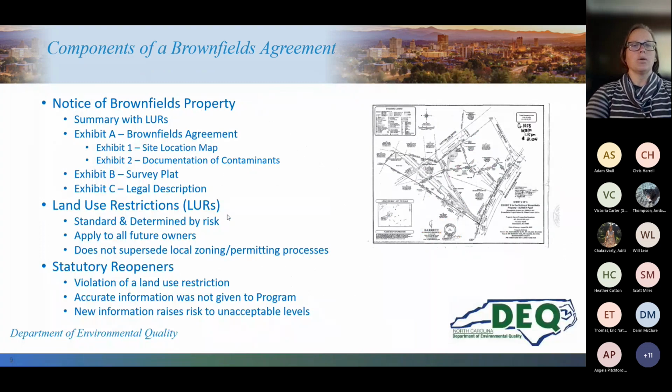The land use restrictions that are on Brownfields properties are both standard and determined by risk. So a typical standard land use restriction would be that if you're going to disturb soil on the property, you have to contact DEQ and complete what's called an environmental management plan. That is something that is required of all Brownfields properties now. Now there may be other sites. If there's a vapor intrusion risk, there would be separate land use restrictions associated with that. Groundwater usage is a common one. We don't generally allow groundwater usage.